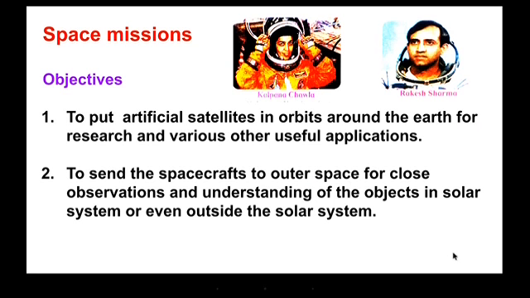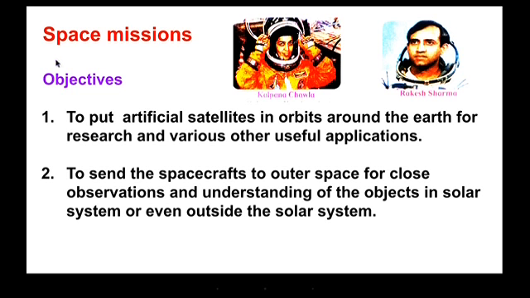Space missions. Substantial developments in technology, especially space technology, in the later half of 20th century resulted in the development of spacecrafts making space voyages possible. Since then, more than 1,000 artificial satellites have been placed into orbits around the Earth. Additionally, space missions have been undertaken for close observation of various objects in our solar system. We can classify the space missions into two categories.